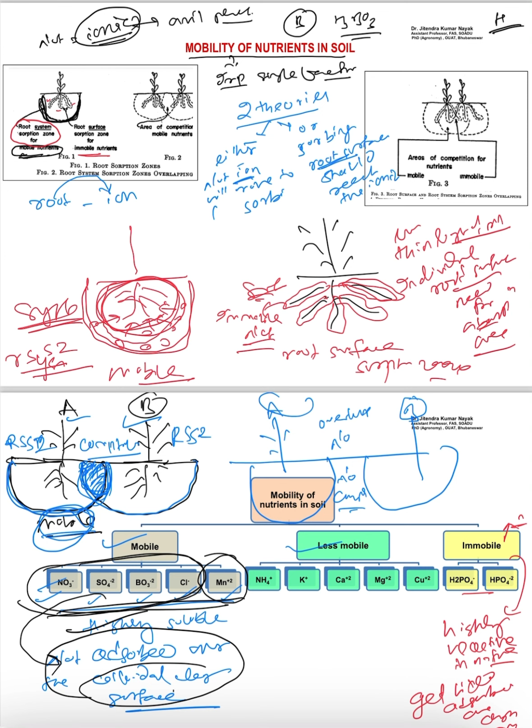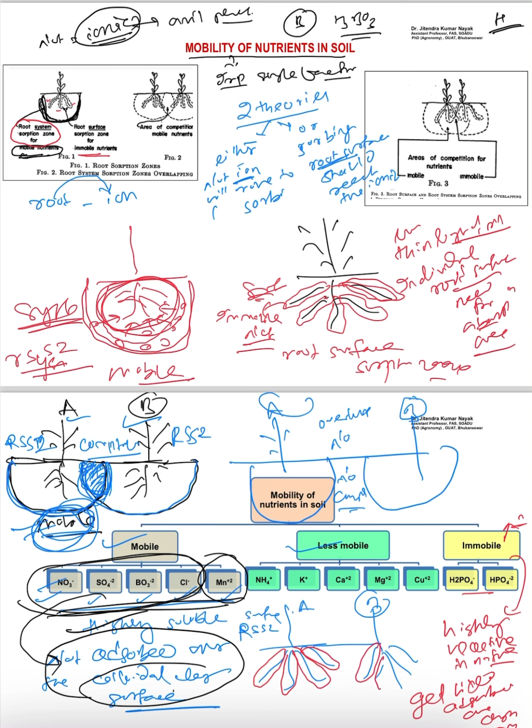So the spacing between the two plants also depends upon the competition for nutrients, that is, mobile nutrients. The competition is more with respect to the mobile nutrient. But if we see immobile nutrient, suppose here I am growing one plant A, and here it is plant B. For immobile nutrients, as you know, the root surface sorption zone, root surface. So that means here the overlapping zone is not there.